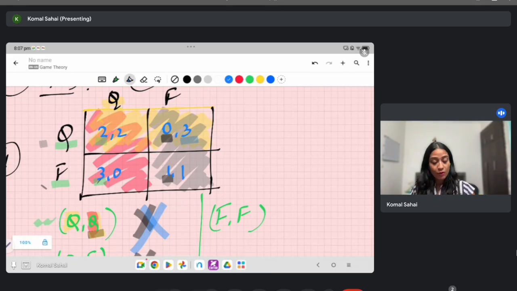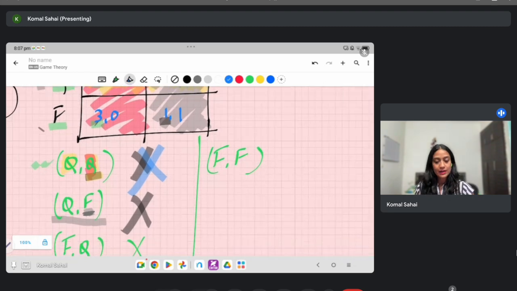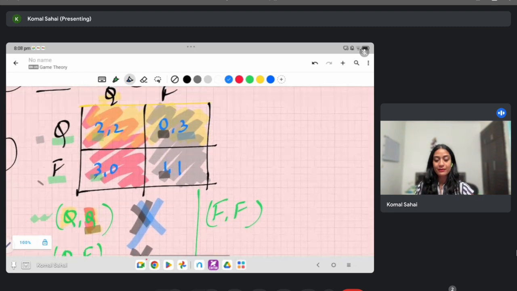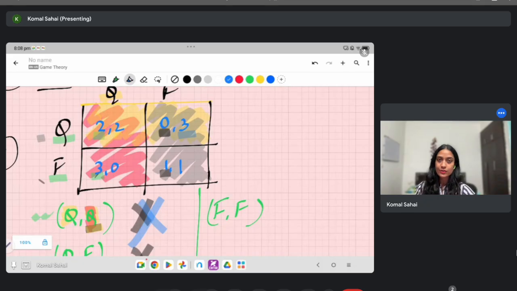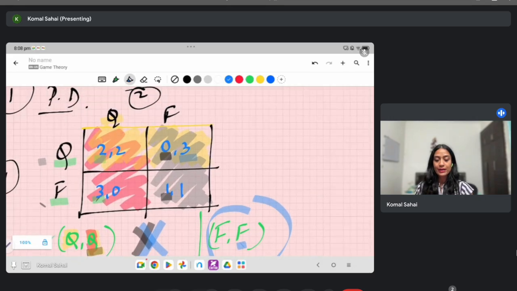Alright? So now from player one's perspective, let's start there. So what is player one's perspective? Player one sees that in this action profile, player two is choosing Fink. Huh? So where are we now? Player two is choosing Fink. That means we are here. Correct? Player two is choosing Fink.